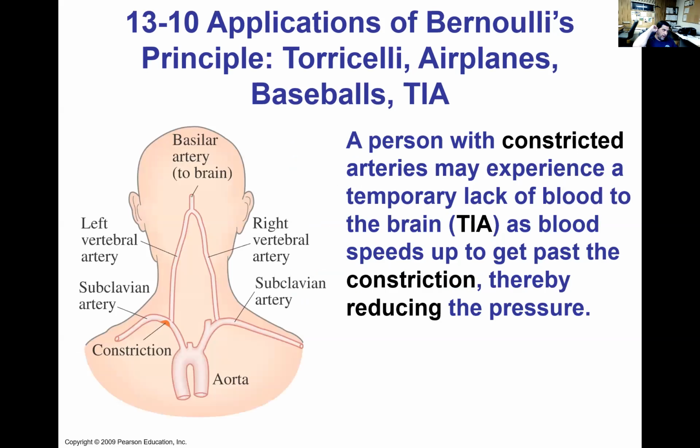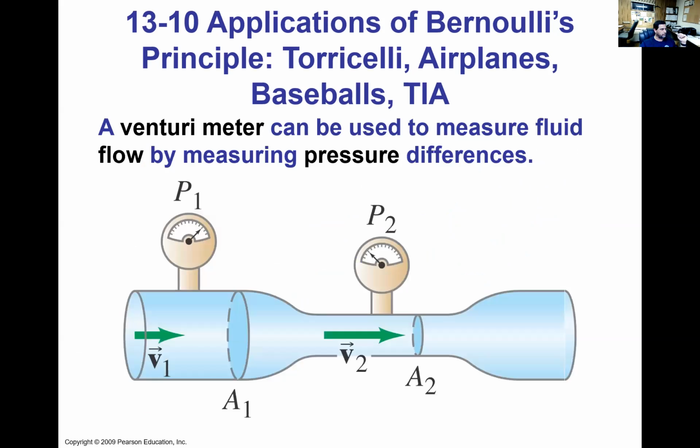A person with constricted arteries may experience something called TIA, which is temporary lack of blood flow to the brain. Again, this is caused by differences in pressure. Another way to measure pressure differentials is using Venturi meters. So you can set a pressure gauge at one spot and a pressure gauge at another spot. And what you're doing is measuring these pressure differentials in an object called a Venturi meter.